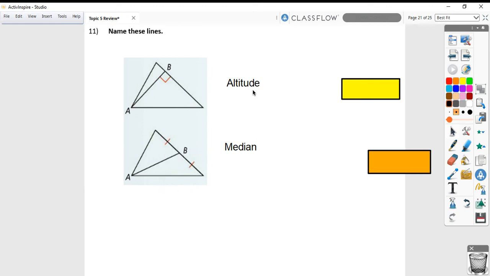All right? So an altitude, a median, and a perpendicular bisector are all pretty similar to each other, but they're not the same. That's why you need to use the cheat sheet to make sure you can differentiate the things, okay? The cheat sheet has all of that stuff written down so that you don't have to remember it.